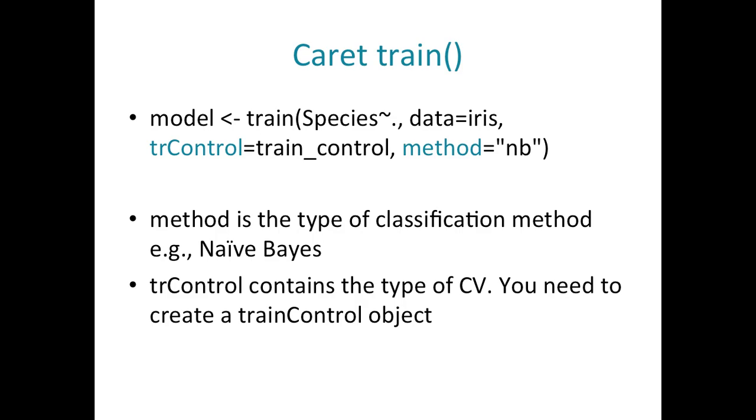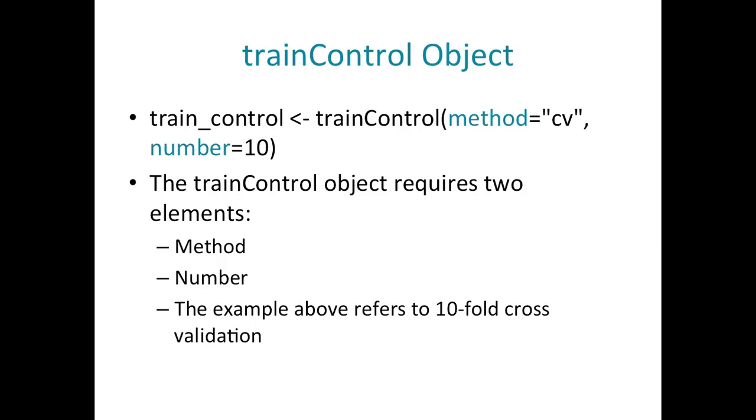Typically for trControl, we create a separate object specifying the characteristics for that element. In our case, the trainControl object is created using the trainControl function. In this case, we're specifying that the cross-validation method that we want to use is k-fold. CV is what the Caret package uses to represent k-fold, and number is the number of folds that we want to consider. So with this command, we are saying that we want to create a 10-fold cross-validation.